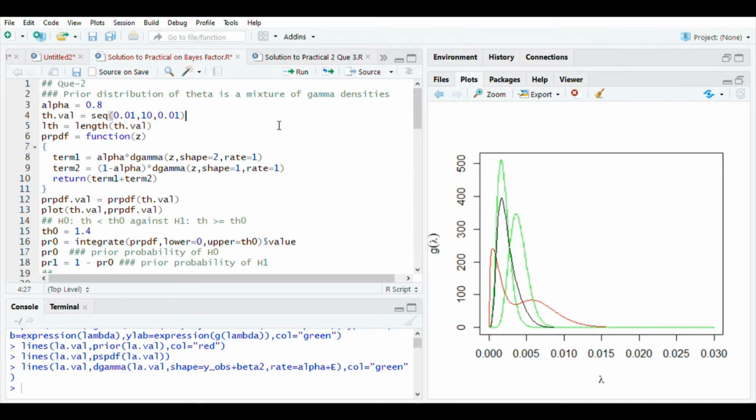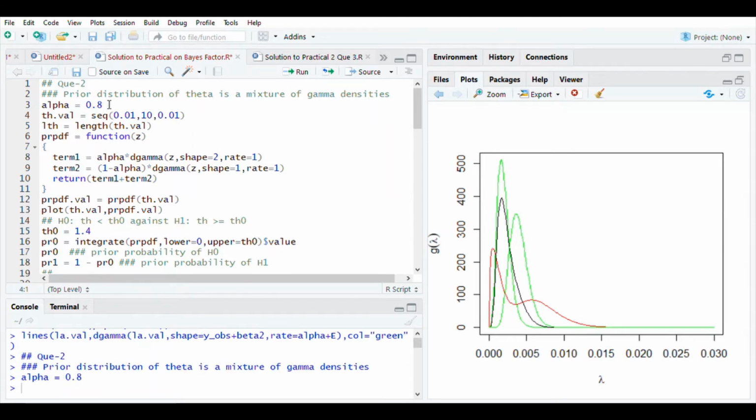Okay, so let us continue with the discussion. We want to first obtain the plot of the prior distribution of theta. Alpha equal to 0.8 has been given. So alpha is 0.8. Now since we are dealing with the mean of a Poisson distribution, I am considering the values of theta from 0.01 to 10. This I have chosen arbitrarily. You can have a look at the plot and then change the values accordingly.